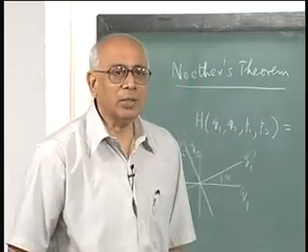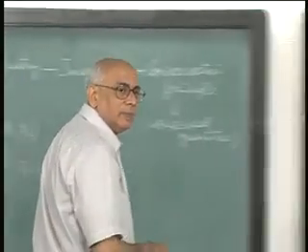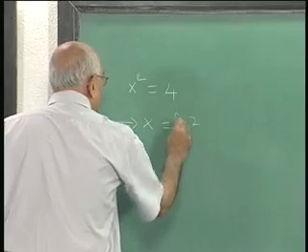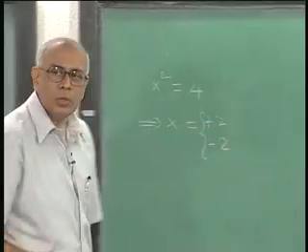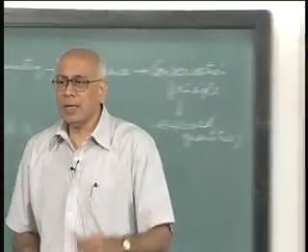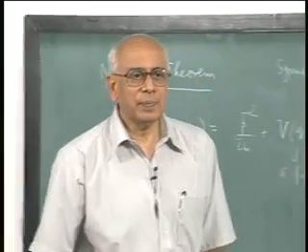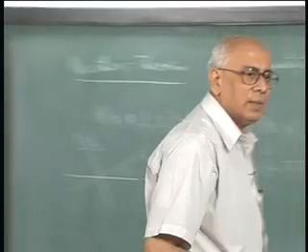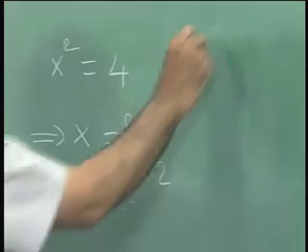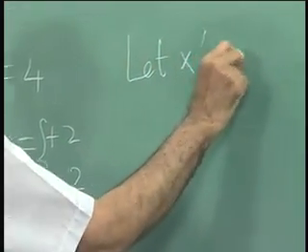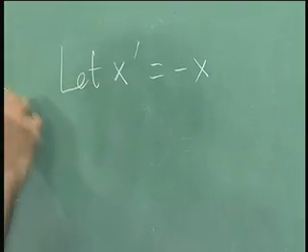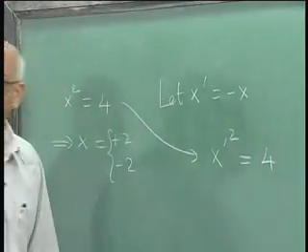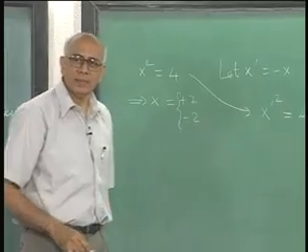So what has remained unchanged? This implies x equal to plus 2, minus 2. You have two solutions. So what has remained unchanged? Now I look at this equation in the primed coordinates. What does it look like? So let x prime equal to minus x, then this equation gets transformed to x prime squared equal to 4. What are the solutions here?